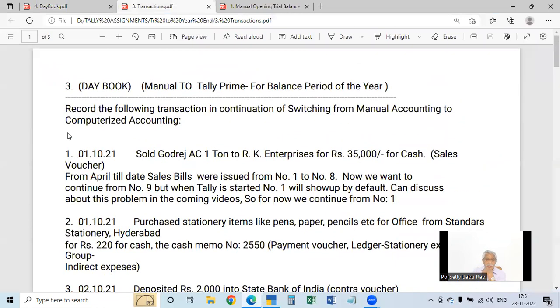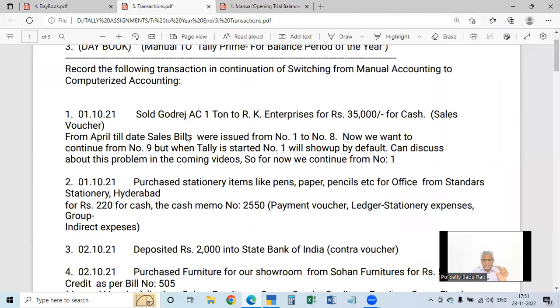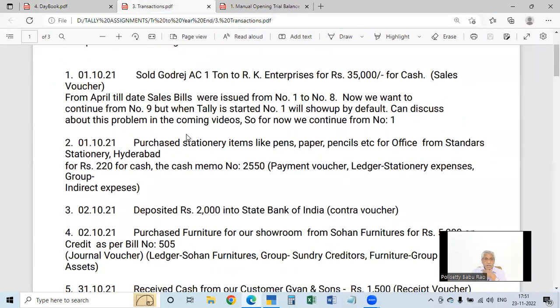You see here, record the following transactions in continuation of the switching from manual accounting to computerizing. In continuation of that, we have to record. Previously, only balances were taken, the net effect or net balance of the transactions. Now we have to record the transactions because they were already recorded manually. So the balances are taken, but here we have to record now.